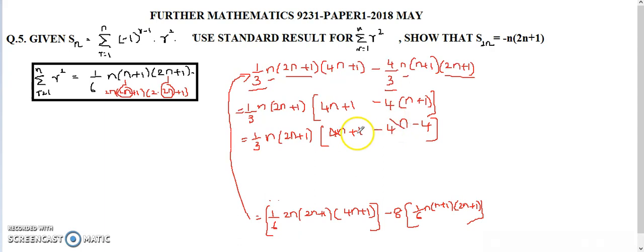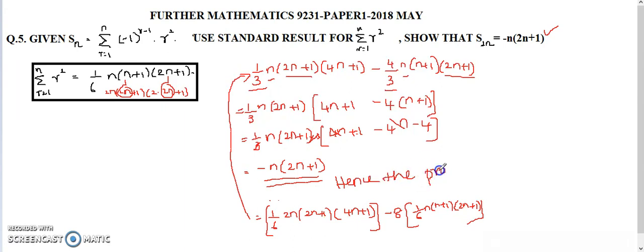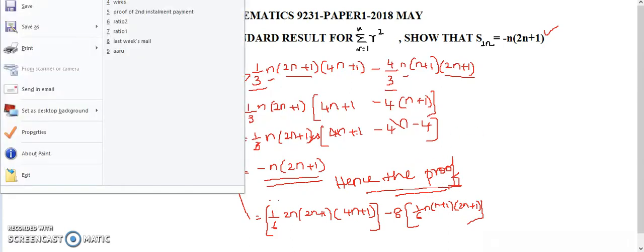4n minus 4n cancels. 1 minus 4 reduces to negative 3. Okay. So I get 1 by 3 n times 2n plus 1 times negative 3. Okay, the negative 3 and positive 3 get cancelled. And finally I get negative of n times 2n plus 1, which is what we got. So hence the proof. So this is how you do the first part of the question number 5. Now we are moving on to the second part of the question.